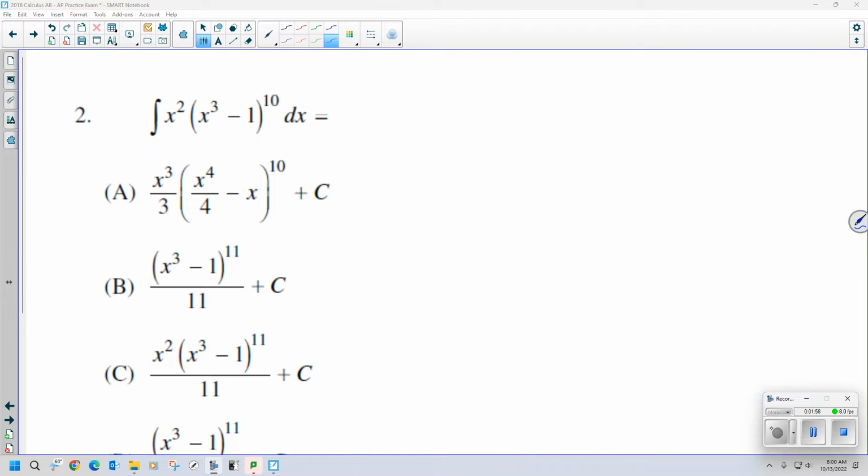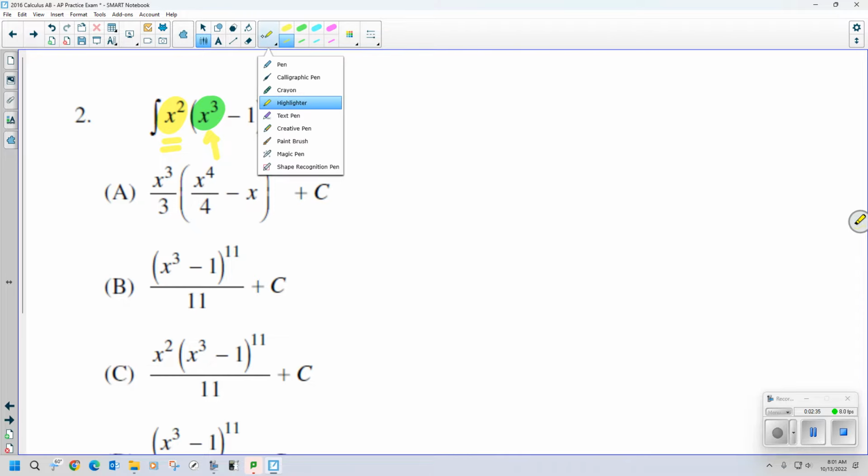Number 2. I love these types of problems. Here's an equation, solve it, simplify it, do whatever. Here we need to integrate x squared times (x cubed minus 1) raised to the 10th, dx. I right away noticed something. I noticed that I have x cubed, and the derivative of x cubed is going to be 3x squared. So the derivative of something is there, if that makes sense. The derivative of x cubed is there. It's x squared. It's 3x squared.